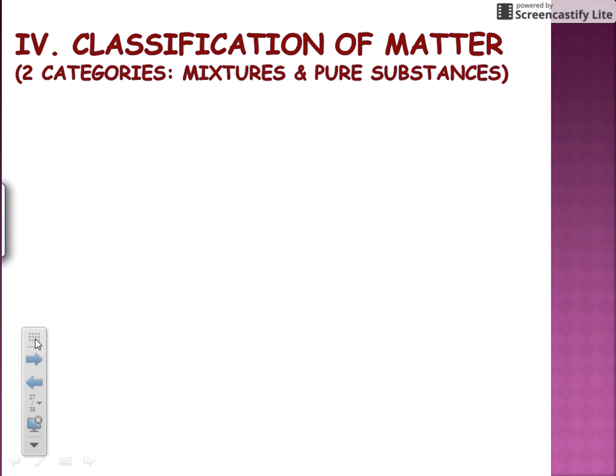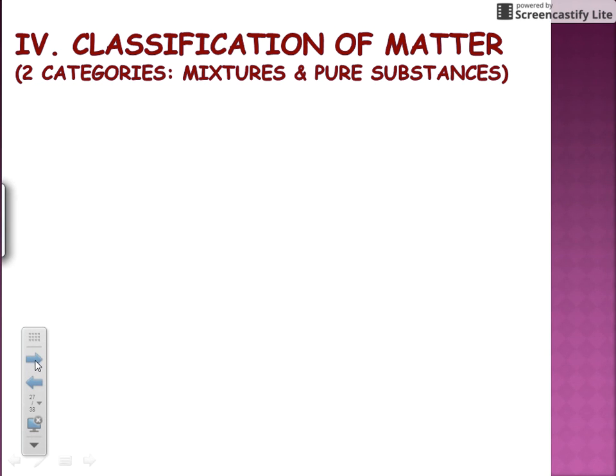Chemists study matter, and we want to understand matter, what matter is, the changes that take place in matter. But we also need to understand how we classify matter. So there are two categories, if you will, of matter. We have mixtures and we have pure substances.